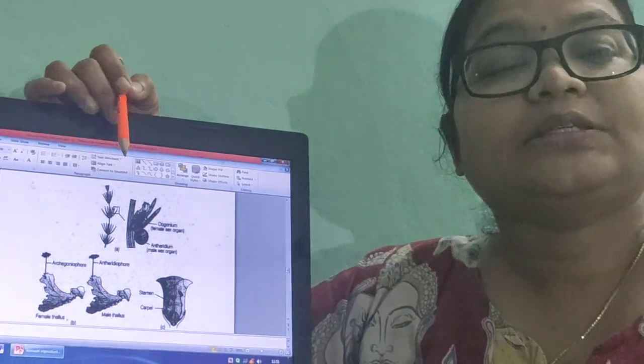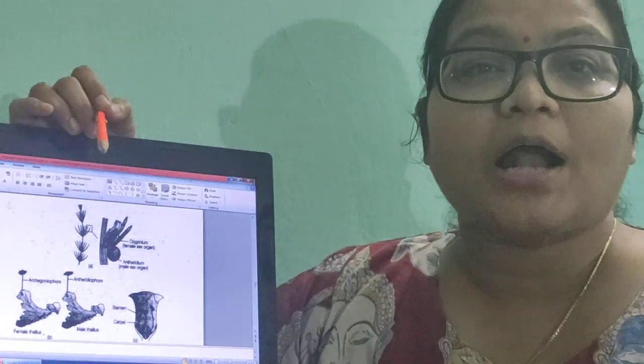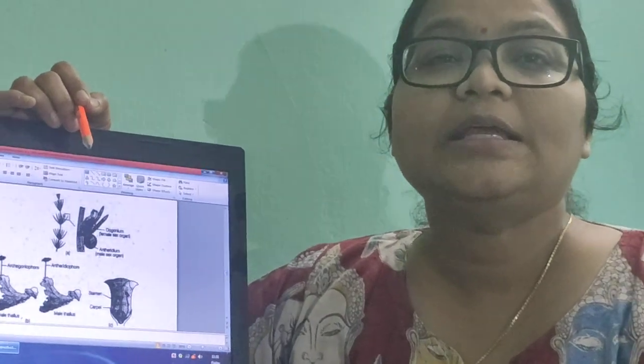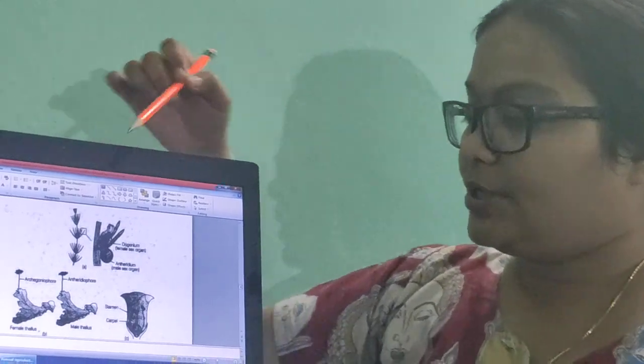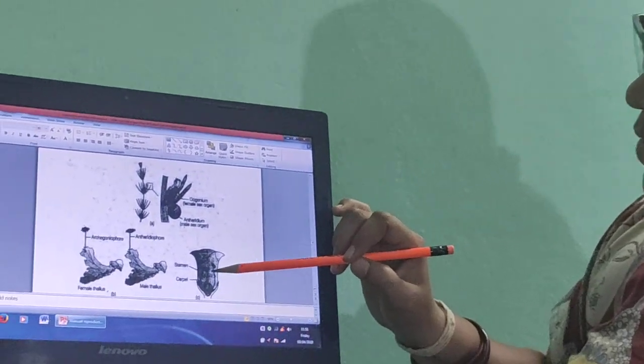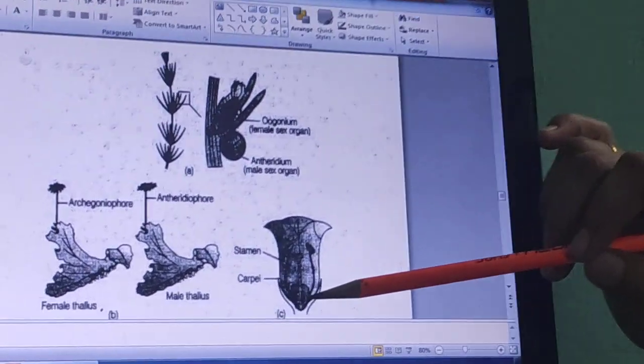And where is the ovule present? The ovule is present inside the ovary. And where is the ovary? Ovary is a part of the pistil. Ovary is the basal swollen part of the pistil. So this is a pistil, you see. This is a pistil, right?